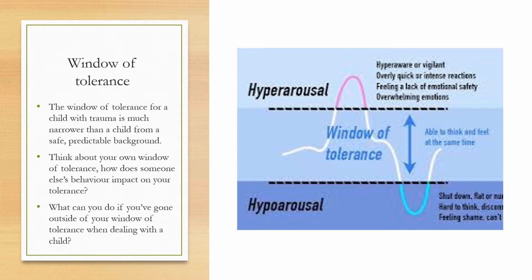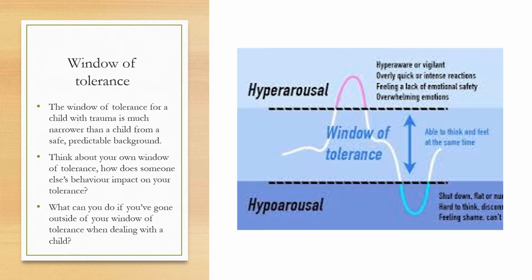We're not thinking. Our emotional brain and survival brain has taken the wheel. Our thinking brain has gone. Okay. Here is hypoarousal, where we're feeling shut down, flat, dissociated. It's hard to think. Perhaps a real sense of embarrassment, and just can't become engaged and involved. Children will only learn and have meaningful learning experiences while they're in their window of tolerance.